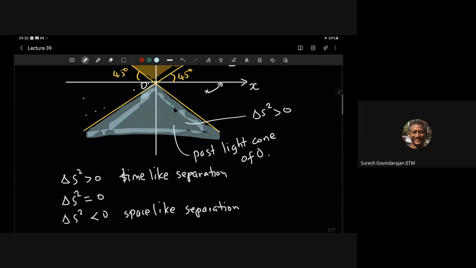What should we call delta S square equal to 0? Light-like. Only light can go, or anything which goes at the speed of light. Okay, so these are the few things.